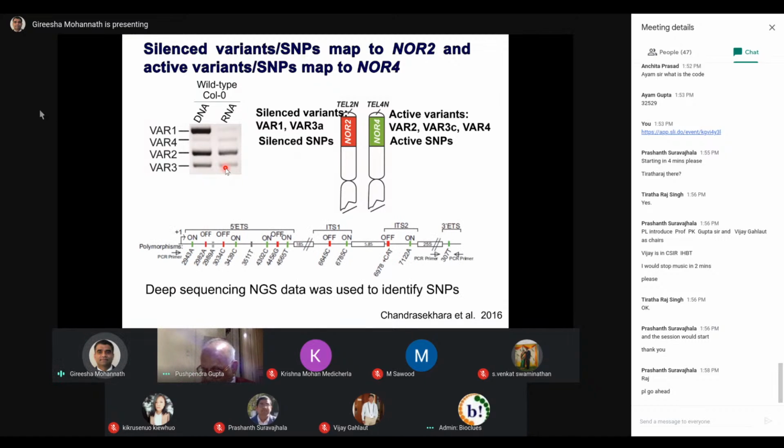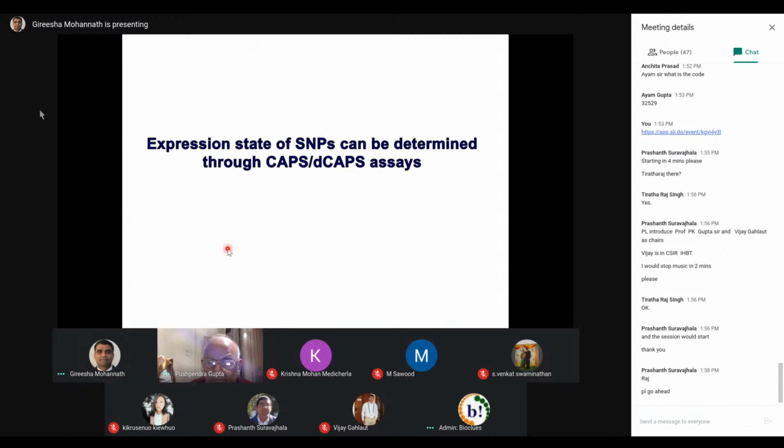So we used deep sequencing analysis to identify SNPs. About 15 SNPs were identified all along the genes. The ones shown in green are the active SNPs, and those shown in red are the silenced SNPs. Once you know a SNP, it can be used to generate a marker, either a CAPS marker or dCAPS marker, and you can also analyze their expression status.